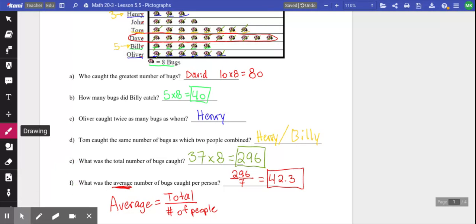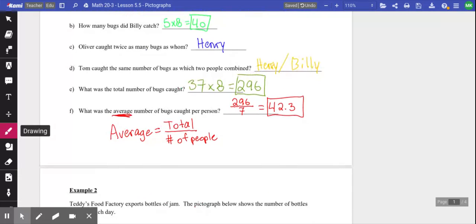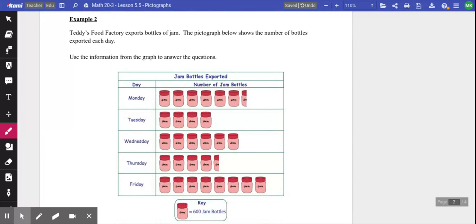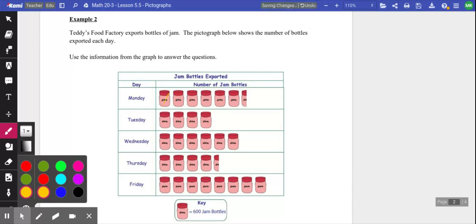Cool. Example 2. We've got the same idea going on here, except now we're doing jam bottles exported. Exported means sent out. You can see on Monday, for instance, they sent out 1, 2, 3, 4, 5, 6.5 jars. Each jar equals 600, right? Always make sure you check that key to know how much each picture is worth.